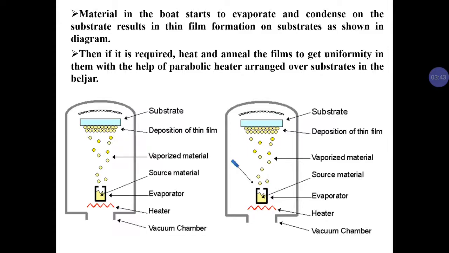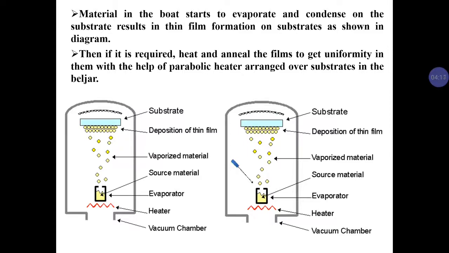And above this, a heating arrangement is provided, which is called a parabolic heater. What is the use of this parabolic heater? We know that a thin film should possess uniform thickness. If the uniform thickness is not maintained properly, we can use this parabolic heater to get uniformity. The uniform thickness can be achieved by using the parabolic heater.